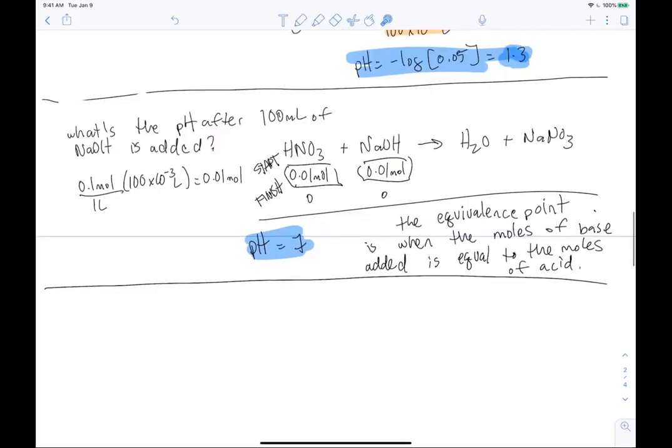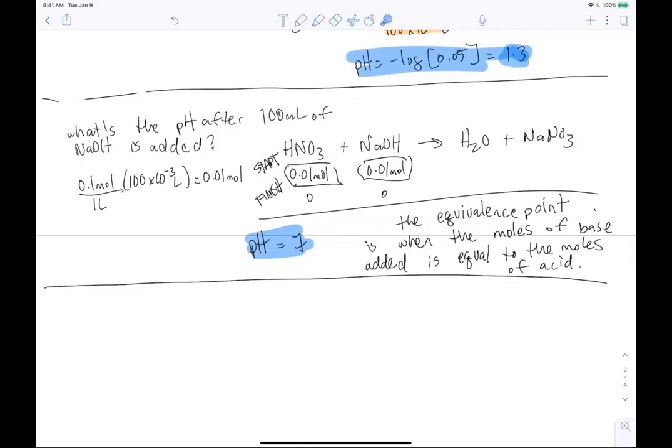Dr. Dragna, quick question. Yep. I understand the math and why it's equal to 7, but intuitively, you added 50 and it only went to 1.3, and then you add just another 50, 100 total, and it's suddenly neutral. It's not gradual. Is that because it's exponential pH? As you move up the pH scale, it just suddenly jumped.